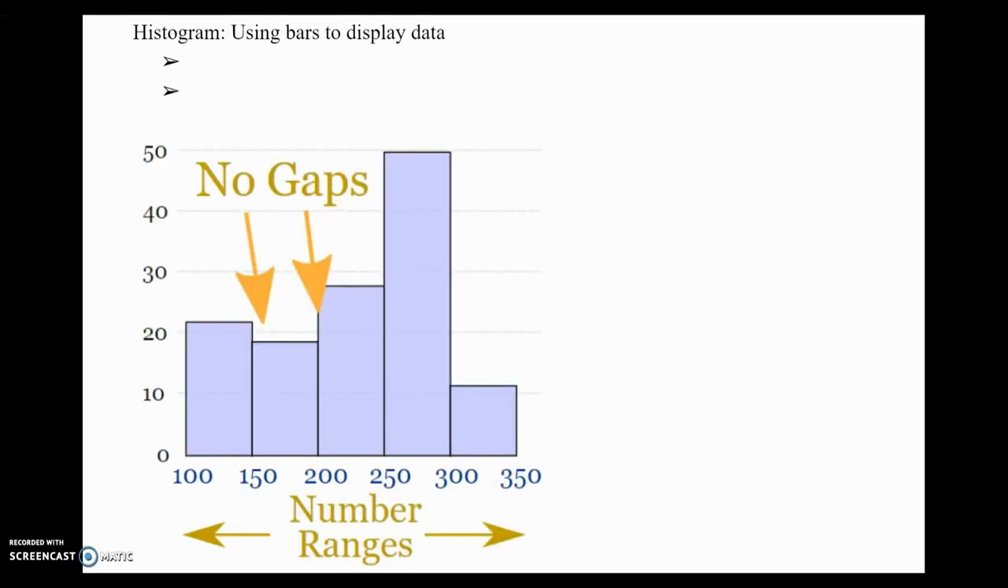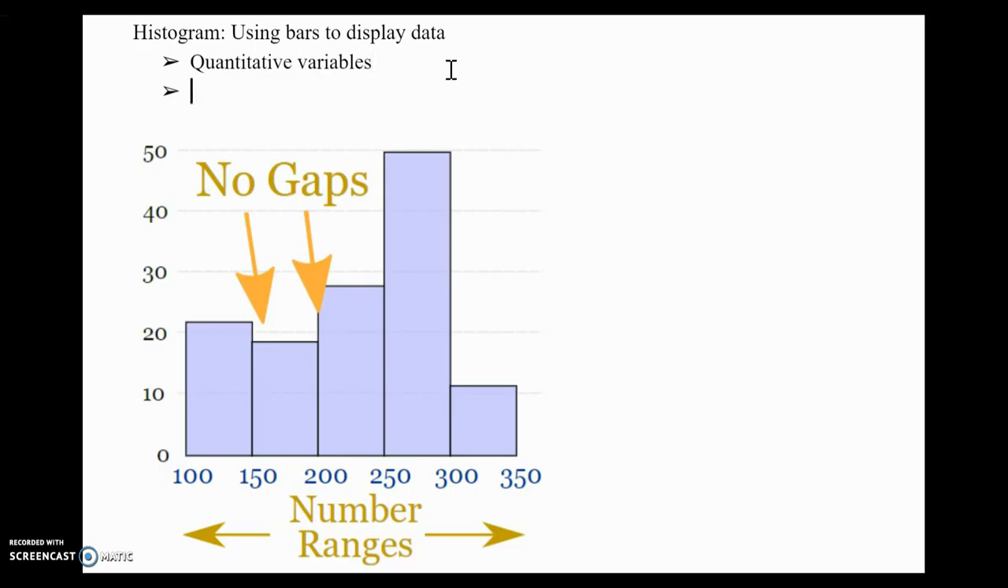Next is the histogram, which looks awfully similar to the bar chart. Again, it is using bars to display data. However, there are two key factors you must remember. The variables have to be quantitative in nature. As mentioned above, bar charts have to be categorical variables.